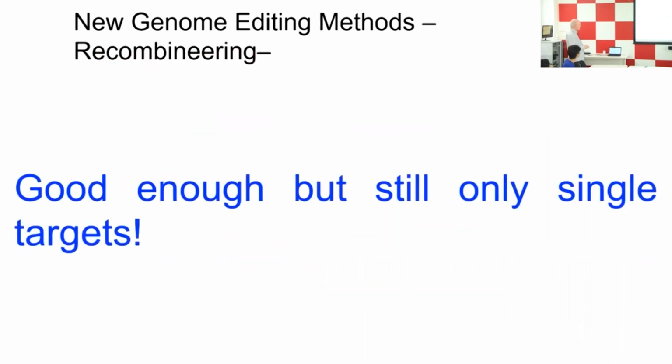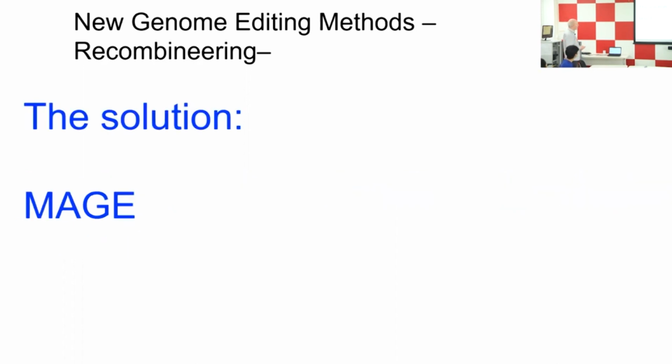And you can say, well, this is good enough, but still we may deal only with one single target. What if you want to implement many different mutations at the same time? Okay, the solution is this wonderful method that I'm going to explain to you in some detail that is called MAGE.